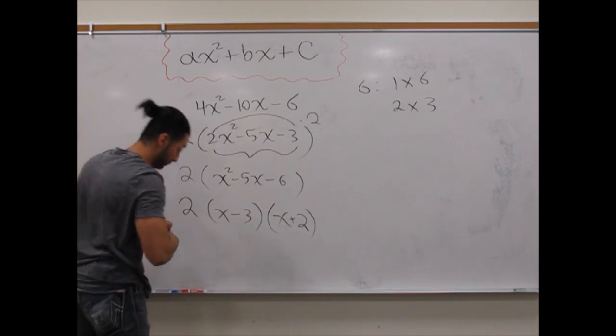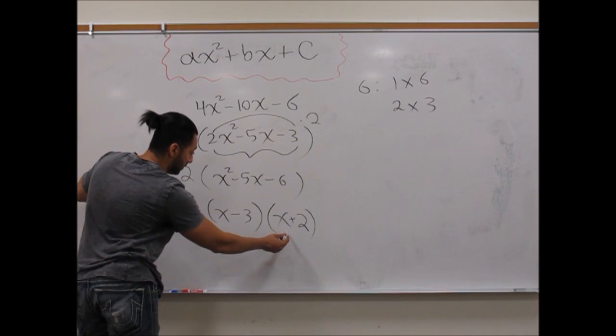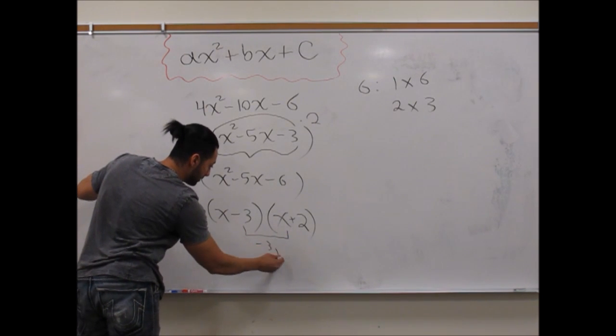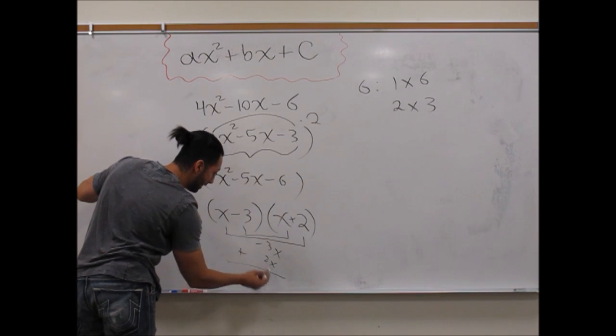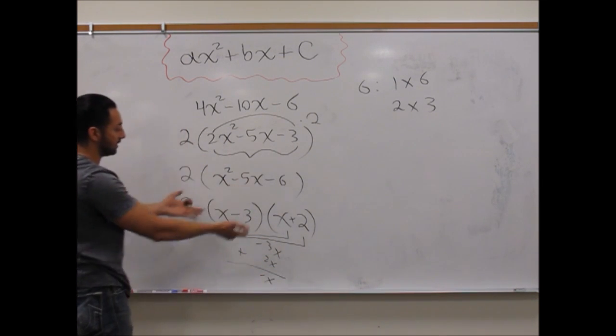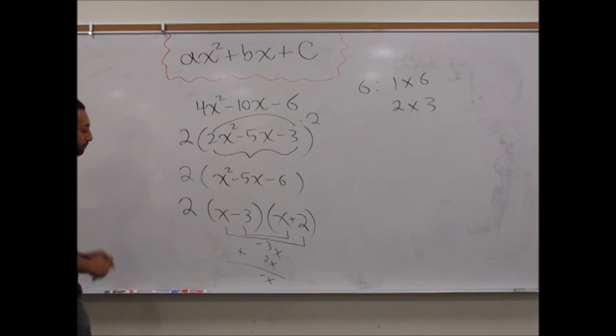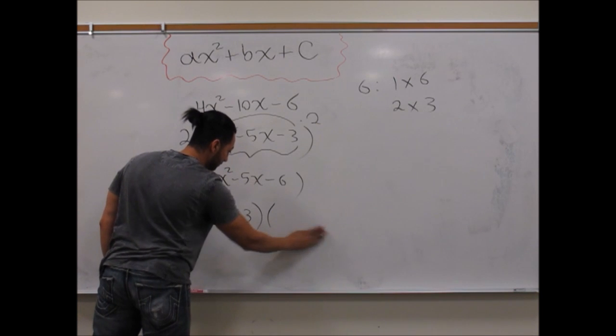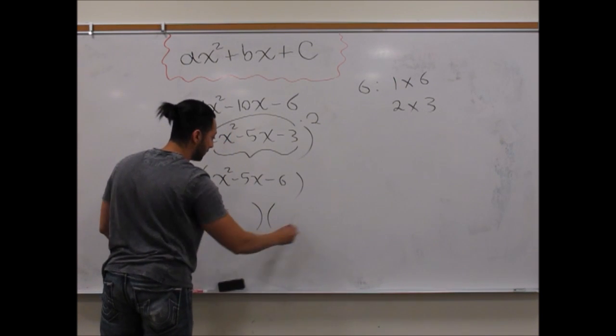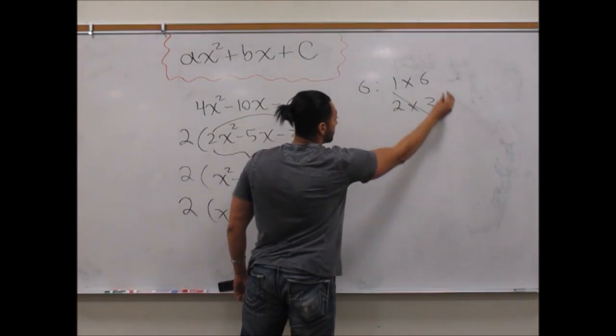If you did the inner outer check, you'd get a negative 3x here. You'd get a positive 2x there. Adding them together, you'd get a negative x. So I did not factor this correctly. So we know that this is not going to work for this example.